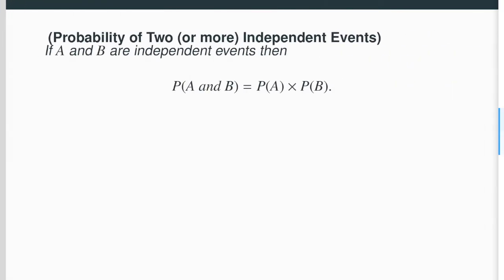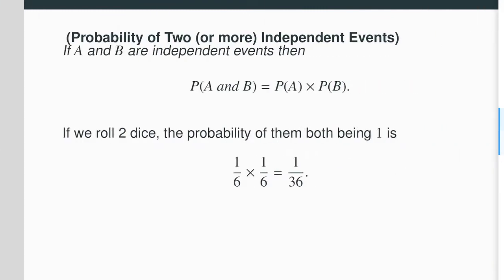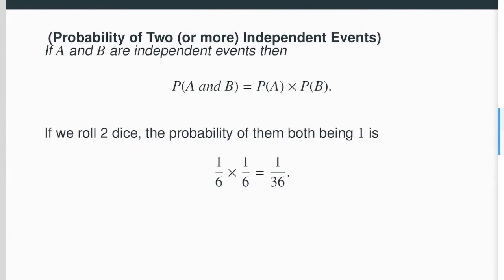So if we want to talk about the probability of two independent events happening, then we say that's the probability of A and B. We talked about this last time a little bit, and we see that it's the product of those probabilities. So as long as A and B are independent, calculating these probabilities is just multiplying those. Rolling two dice, if we want to look at the probability of both of them being 1, well, there's a 1 in 6 chance for the first one and a 1 in 6 chance for the second. So the product gives us a 1 in 36 probability.